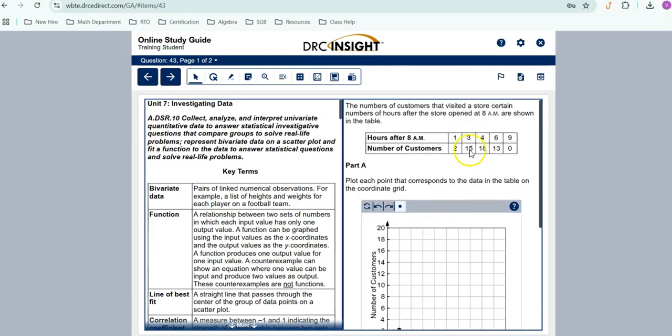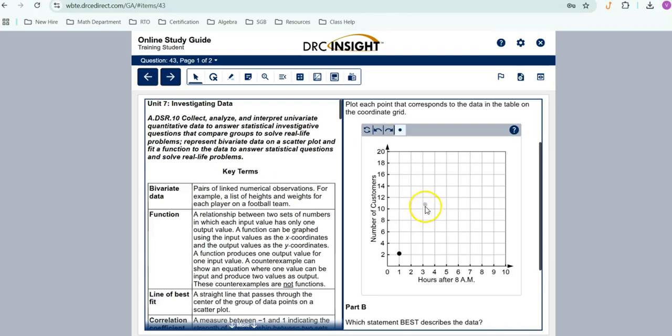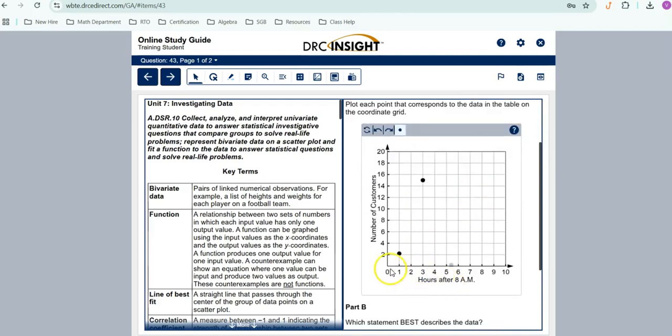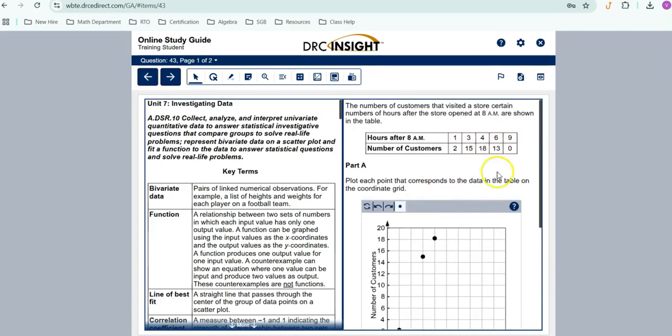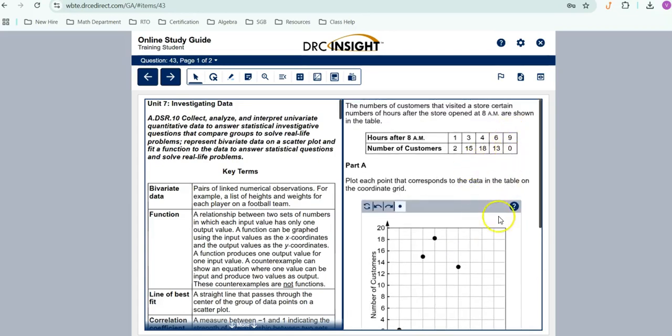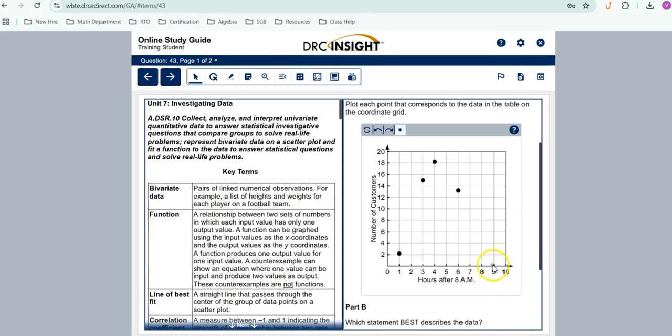Our next point is at 3, 15. So at 3, 15, it's going to be right between 14 and 16. So right there. Our 4, 18. So we're going to come over to 4 and go up to 18. And then 6, 13, so 6, 13 will be right between 12 and 14. And then 9, 0. So what kind of graph would we think describes that data?